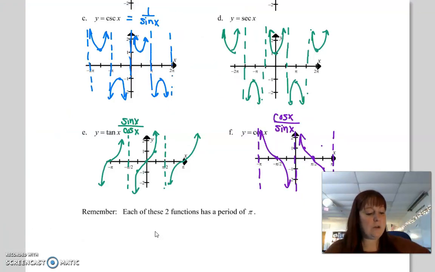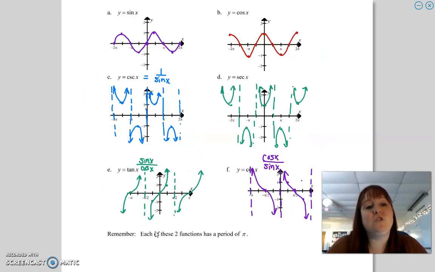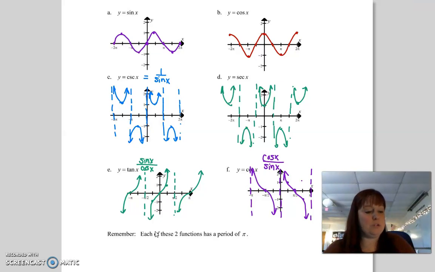Okay, so what we need to remember from these is that the first 4 have a period of 2 pi, which means it takes a full 2 pi for them to go through one rotation, right? So here it starts up, down, back to 0. It took us a full 2 pi to get there, right? This one, same thing, top, 0, min, 0, top. That took a full 2 pi to get there. Same here. A full 2 pi is right here, okay?